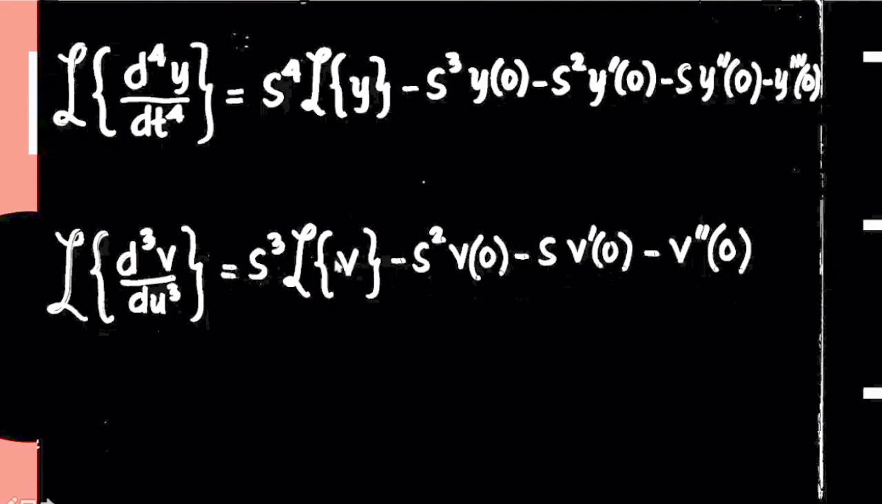How many terms does this have? 1, 2, 3, 4. So 4. This is 5. So if you are given the Laplace of the 6th derivative, you're expecting to have 7 terms. Laplace of the 10th derivative, so you have 11 terms in your answer.